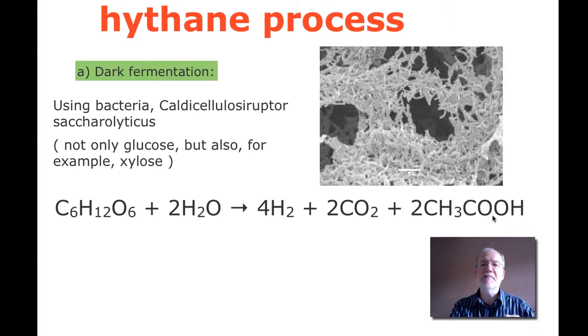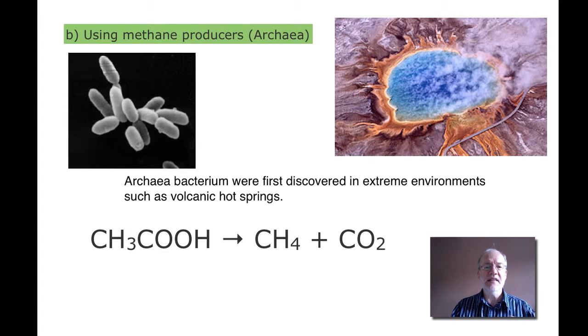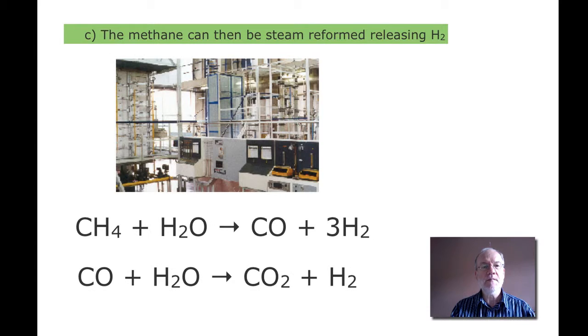Another kind of bacteria can decompose acetic acid into methane. And with the methane we can produce hydrogen, as in the first reaction. We found such bacteria in extreme environments, such as volcanic or hot springs. And the last step, the methane with water can be decomposed at high temperature into hydrogen and carbon monoxide, as I told you just before, and you can also obtain hydrogen.